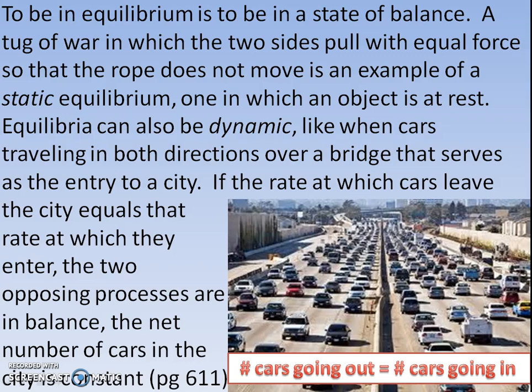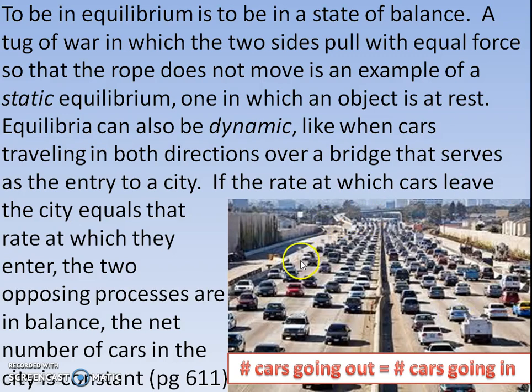Equilibria can also be dynamic, like when cars travel in both directions over a bridge that serves as the entry to a city. If the rate at which cars leave the city equals the rate at which they enter, the two opposing processes are in balance. The net number of cars in the city is constant.